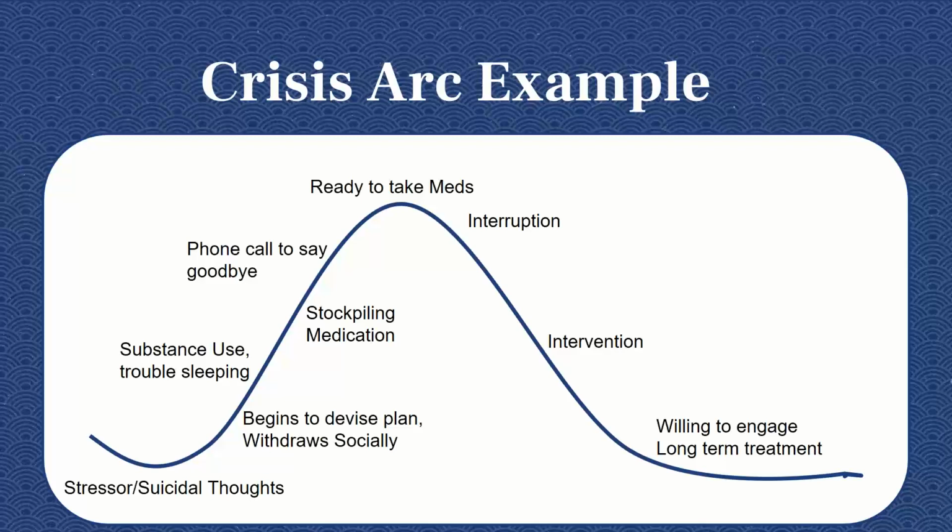But really, just that first part of the arc is what I want to hit on right now, is that we can see withdrawing socially, trouble sleeping, increasing substance use, stockpiling medication. If you are in a relationship or if you're close to somebody, these are things that you can see as a non-professional. These are not clinical things that you need the years of training that I've had. Anybody can recognize these things, and if you are recognizing these, then those warning signs should go off, and you should intervene. And we will talk about how to intervene a little bit later.